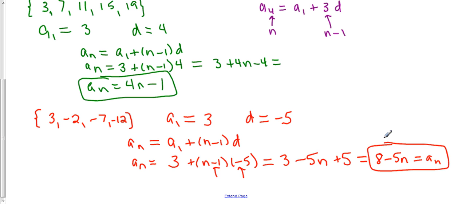Again, this is the explicit definition for this sequence as opposed to the recursive definition of the sequence, which would be a_n is equal to a_(n-1) - 5. Next we're going to do exercise 13, which puts all of this into action.